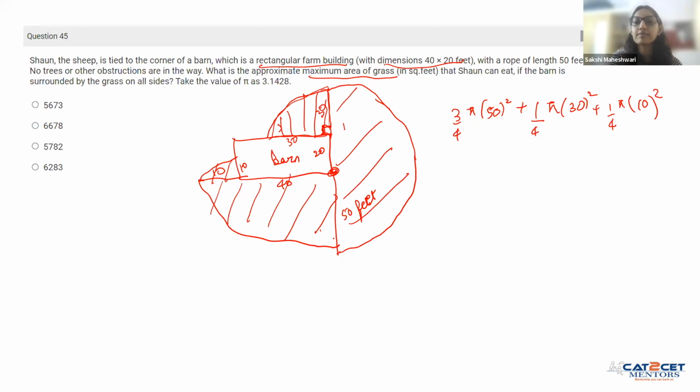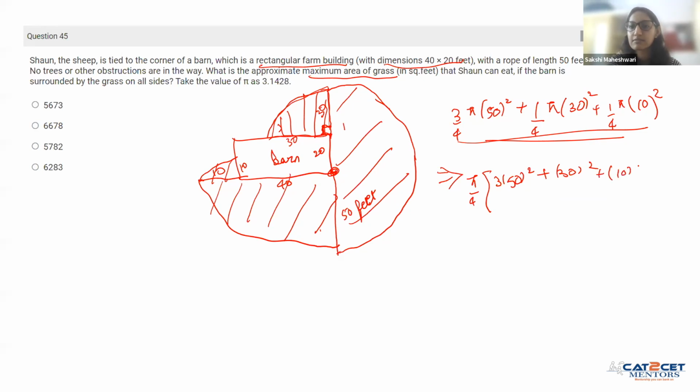Now will you be able to calculate this, or do you want me to do this? You can just take out pi by 4, and this will be 3 into 50 square plus 30 square plus 10 square. Is it fine? Okay, so check this out. This is a question you should attempt in the second round. Don't go for it in the first round, because after solving it's easy, but it seems a little typical. If you are someone with 99.5 percentile plus, then it's okay, you could have attempted it in the first round also. Just make sure that you don't spend more than 3 minutes on any question in the first round.